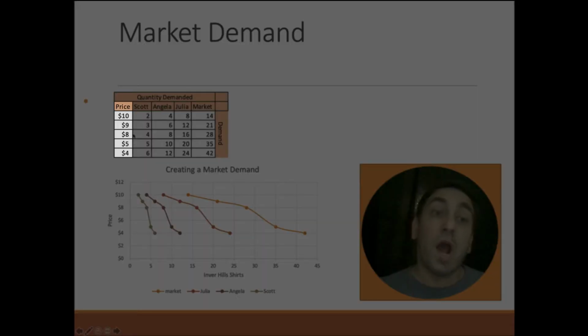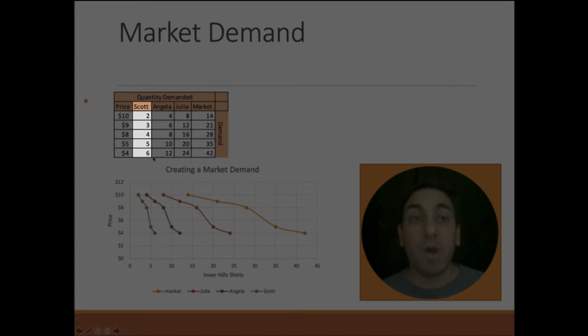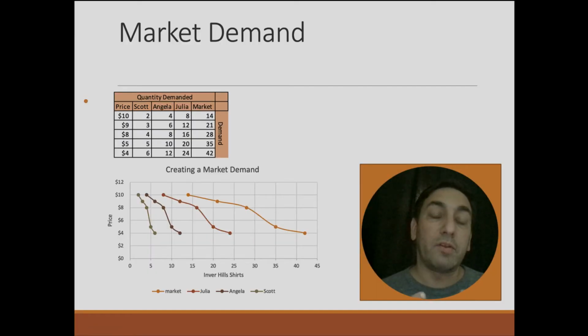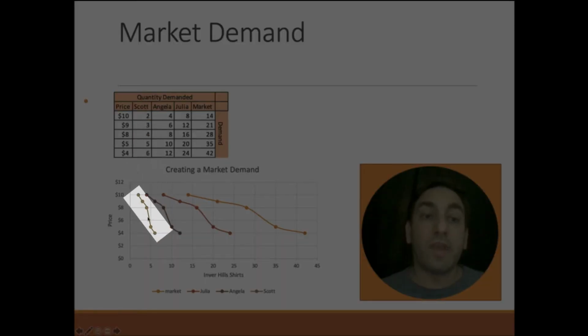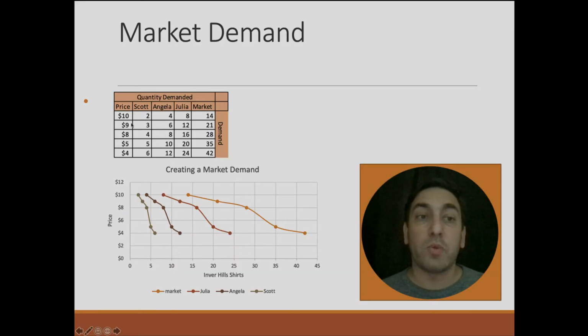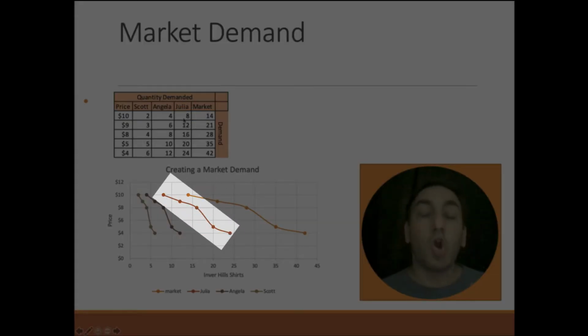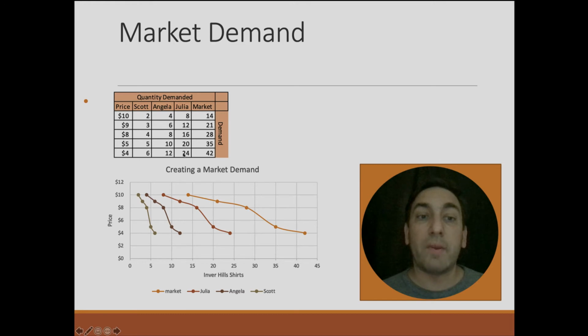The first column is the different prices. The second column, the one with my name on it, is how many I'm willing and able to purchase at any given price. This column relates to this demand curve here. Then Angela also has her own demand curve, her own demand schedule. At $10, maybe she'd buy 4. And this is her demand schedule. Julia has her demand schedule, at any given price, how many she's willing to buy.